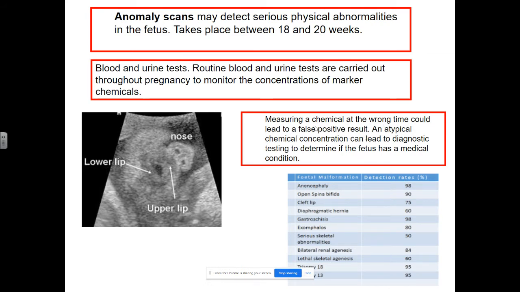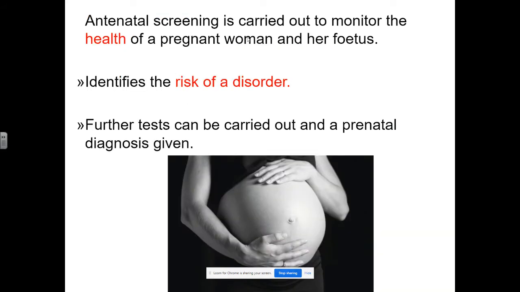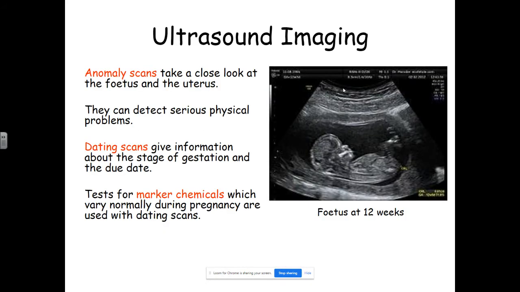This is something that in your notes you need to make a note on, but I'll show you a slide later on for that. An atypical, so a not quite right, chemical concentration could help the doctors diagnose a fetus with a medical condition. Antenatal screening is done before birth, just to clarify that, and it's carried out to monitor the health of a pregnant woman and the fetus. It identifies the risks of a disorder, and further tests can be carried out and a prenatal diagnosis given.